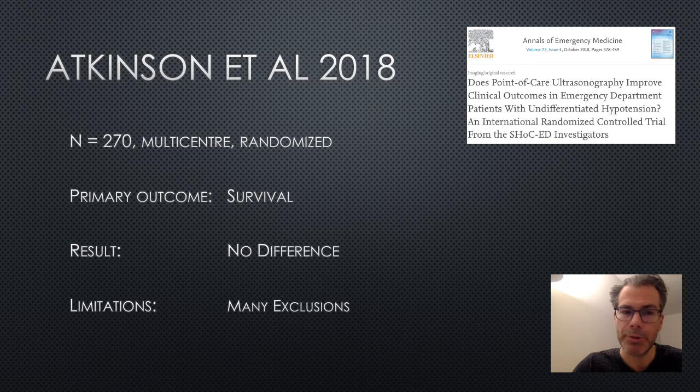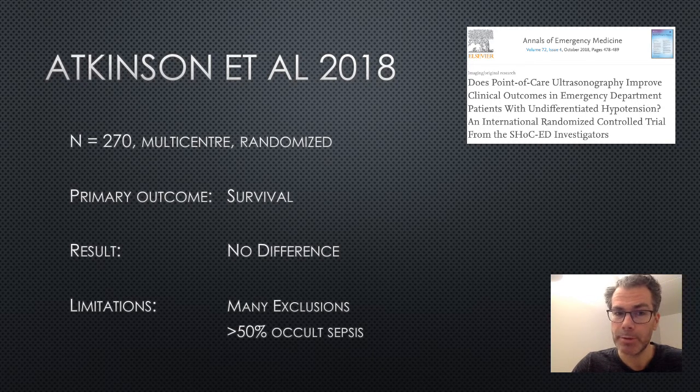Because ultrasound was already fairly well established for undifferentiated shock, there were many exclusions. So if the patient had a suspected AAA or ruptured ectopic, they were excluded because it would be unethical to deprive them of what is already the standard of care. Also, more than half of the patients ended up having occult sepsis. And as we've said, this is probably the area where ultrasound is least useful. And also, because it was a study, they had to use a fairly rigid protocol. So they couldn't allow any sort of nuance, adapting the protocol to the specific patient.